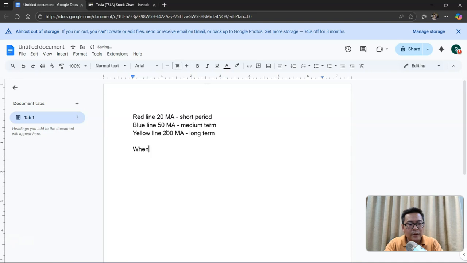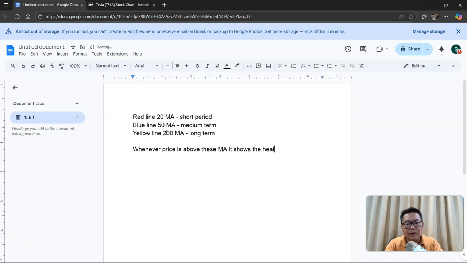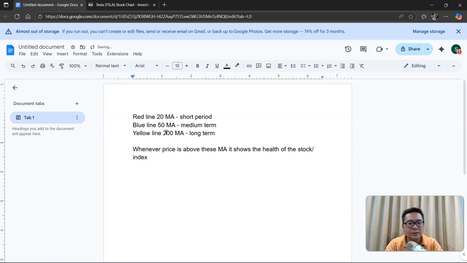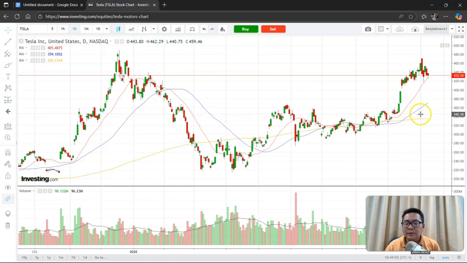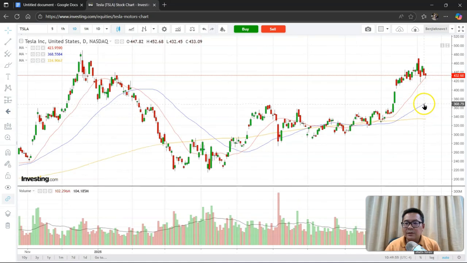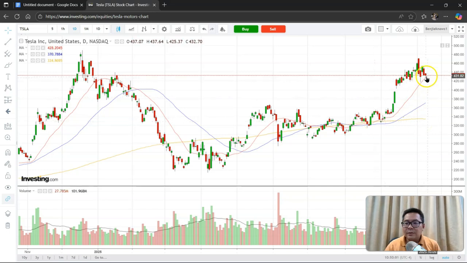Whenever price is above this MA, it shows the health of the stock or index for that time frame. For example, if the stock is above the 20 MA, we deem it short term to be healthy. If it's above the 50 MA, mid term is healthy. At the moment, you can see that Tesla is above the 20 MA, 50 MA, and 200 MA.